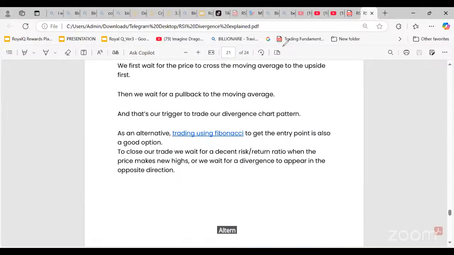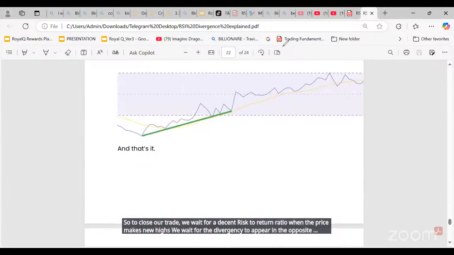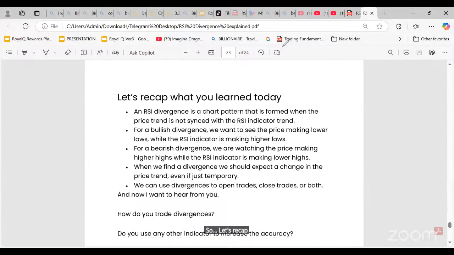Alternatively, you can use the Fibonacci to get points. It's a good option. So to close our trade, we wait for a decent risk to reward ratio. When the price makes new highs, we wait for the divergence to appear in the opposite direction. So let's recap our lesson.